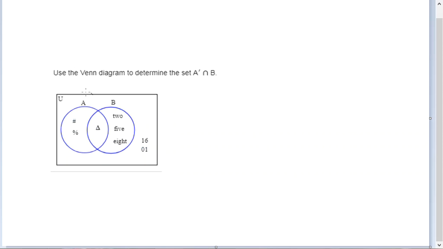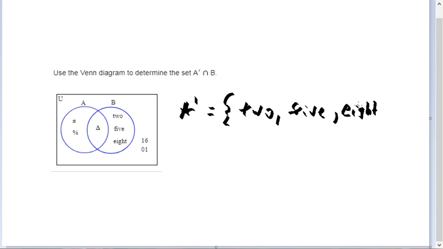Alright, taking a look at this problem, we have used a Venn diagram to determine the set A complement intersection with B. Well, A complement would be everything outside of A. So A's complement here would look something like this. A complement is equal to the set 2, 5, 8, also 16, 0, 1. That is everything outside of A.